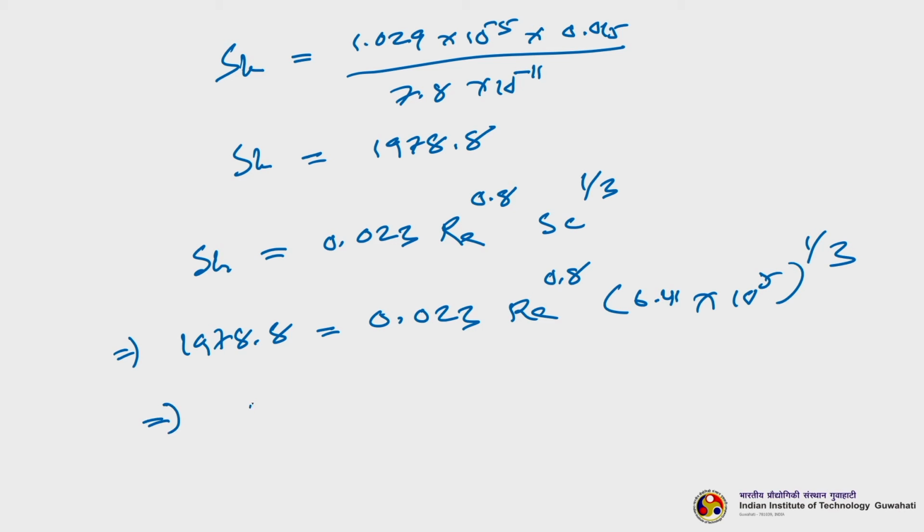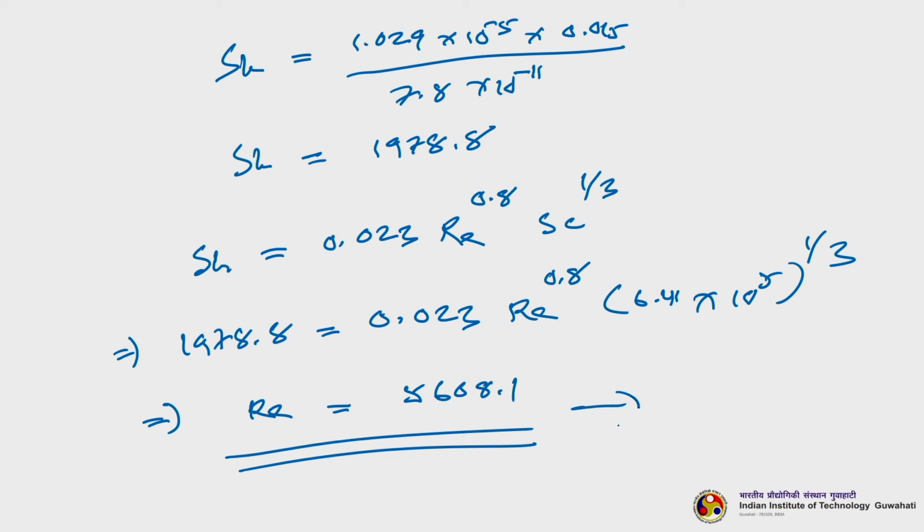So, from here we get the Reynolds number as 5608.1. So, what does it indicate? It indicates turbulent flow, right. So, we got the Reynolds number.